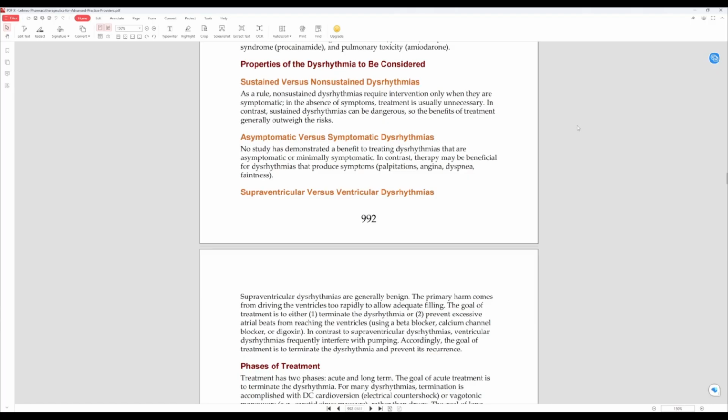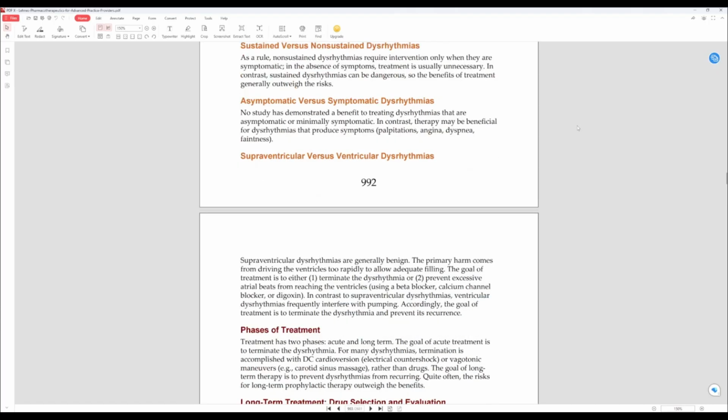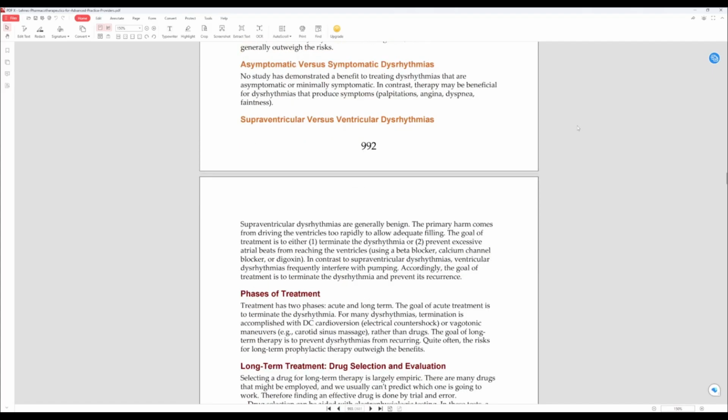As a rule, non-sustained dysrhythmias require intervention only when they are symptomatic. In the absence of symptoms, treatment is usually unnecessary. In contrast, sustained dysrhythmias can be dangerous, so the benefit of treatment outweighs the risk. Asymptomatic versus symptomatic dysrhythmias. No study has demonstrated a benefit to treating dysrhythmias that are asymptomatic or minimally symptomatic. In contrast, therapy may be beneficial for dysrhythmias that produce symptoms, including palpitations, angina, dyspnea, and faintness.